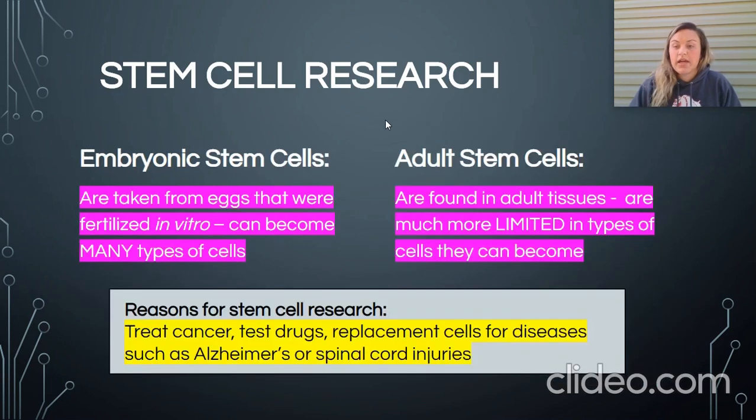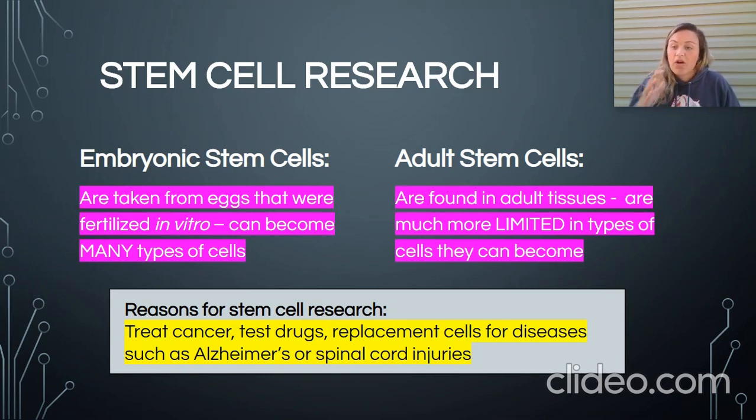All right, so there are two different types of stem cells, embryonic stem cells and adult stem cells. And embryonic stem cells are actually taken from eggs that were fertilized in vitro, meaning that they were what we refer to as kind of a petri dish. So this in vitro fertilization means that the egg and the sperm were joined outside of the body in a lab and then implanted into the individual. All right, so these particular embryonic stem cells can differentiate into many, many different types of cells. They are the ultimate blank canvas, whereas an adult stem cell is found in adult tissues, and they're actually more limited in the types of cells that they can become.